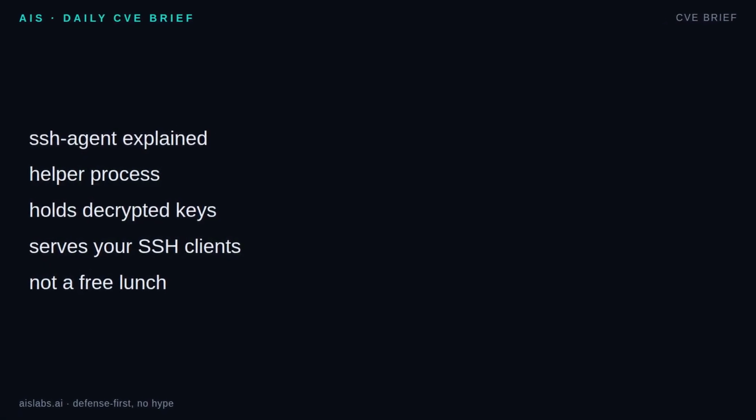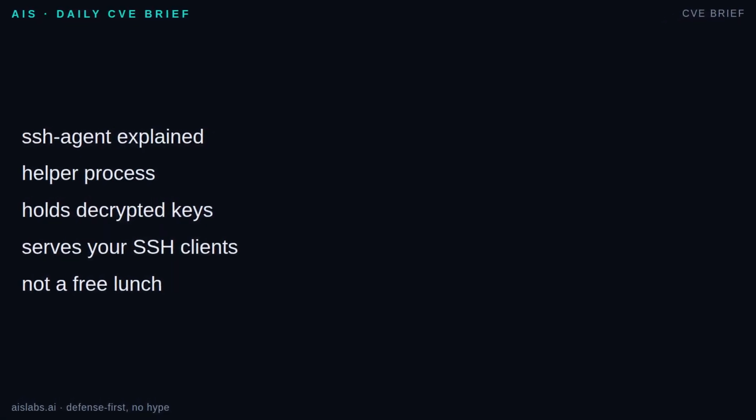ssh-agent is a local helper process for OpenSSH. Its job is simple. Hold decrypted private key material in memory after you approve it, usually by typing the key's passphrase with ssh-add. Your SSH client then talks to the agent when it needs to prove possession of that key. The benefit is workflow: strong passphrase on disk, fewer prompts during the work session.